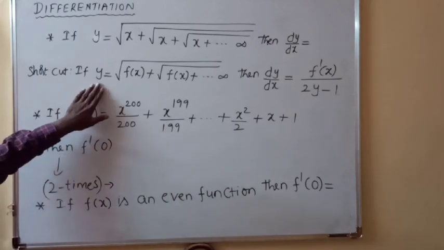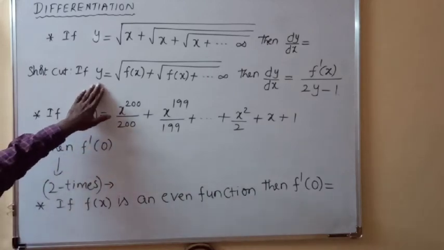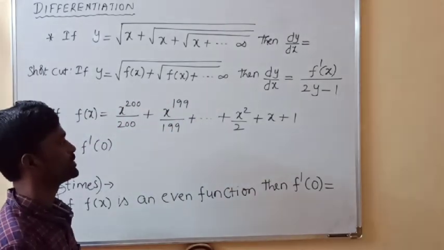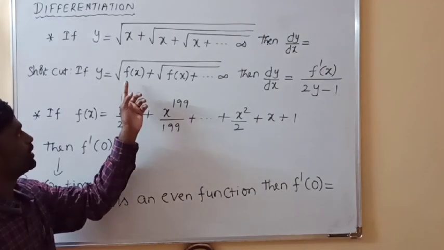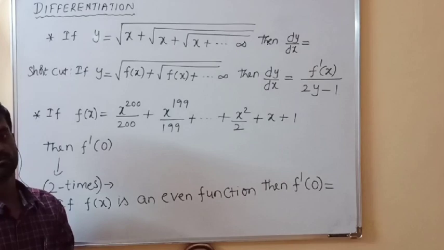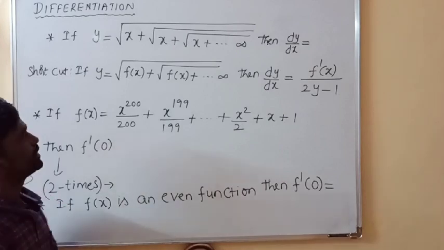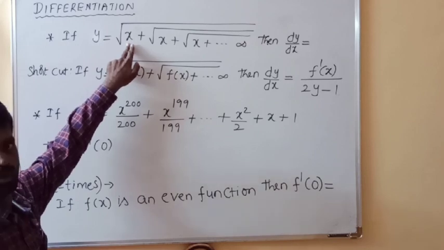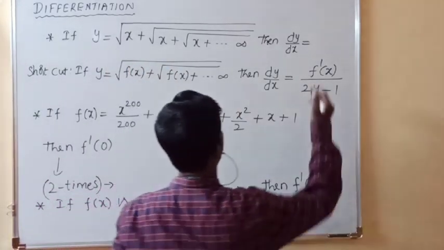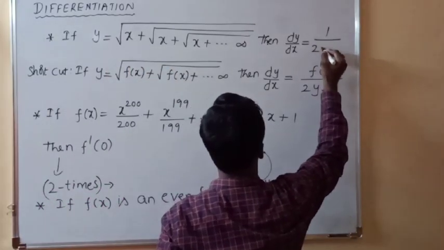If the given function is of the form y is equal to root of f of x plus root of f of x plus and so on to infinite terms, then dy by dx is equal to the derivative of the function divided by 2y minus 1. So here what is the function? x. What is the derivative of x? 1. So the answer is 1 upon 2y minus 1.